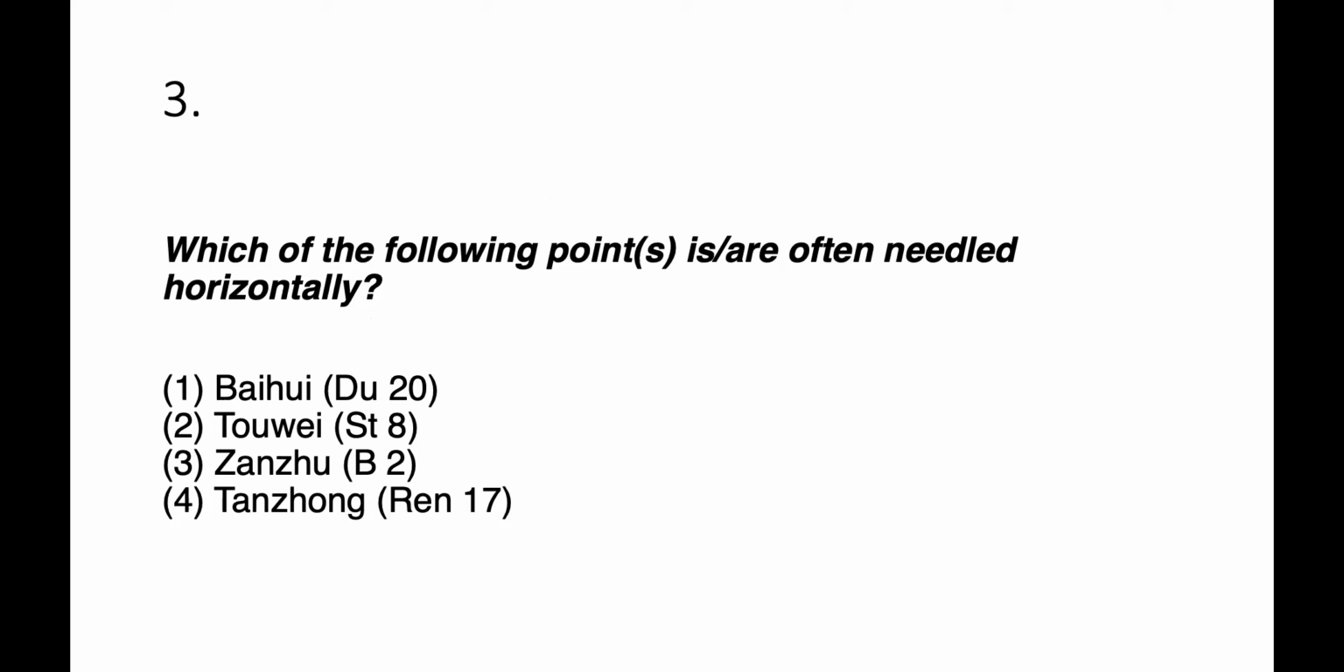Which of the following points are often needled horizontally? Stomach 20, stomach 8, bladder 2, and REN 17. So, which are correct? Sir, I think all of them are correct. Wow, great. How do you locate? Never mind.